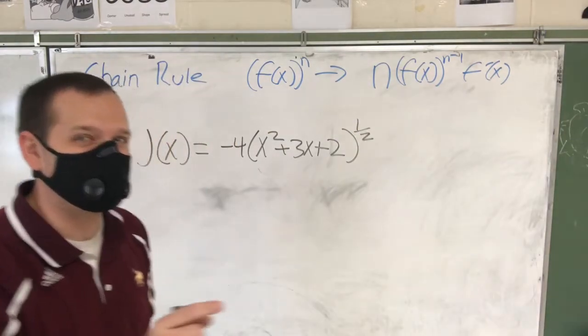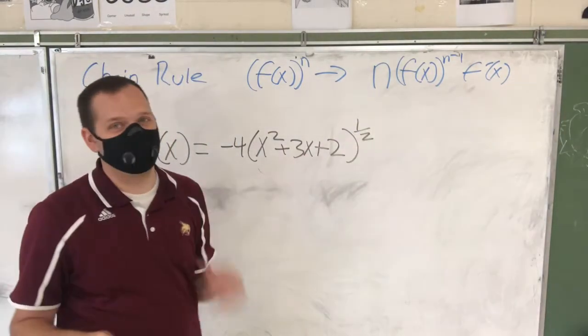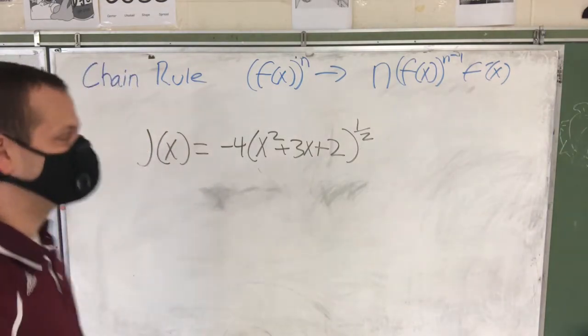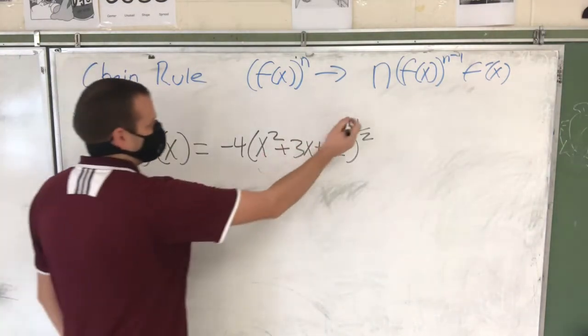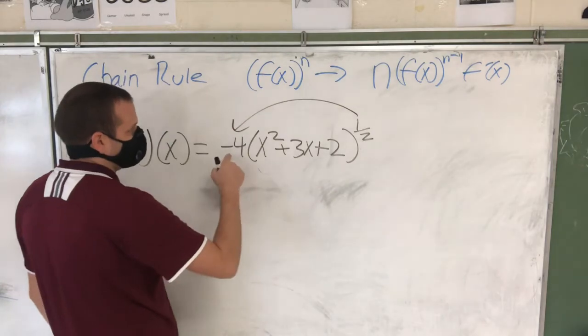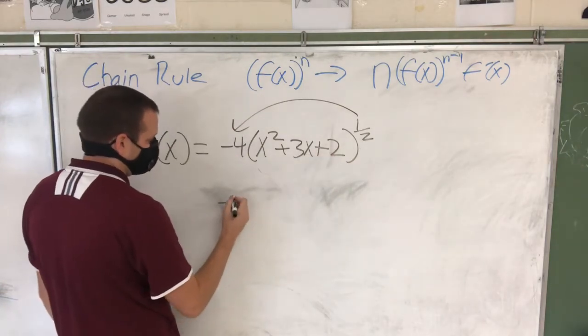All right, let's try this one. This one's going to be a little bit trickier. This is the first time that you've seen fractional exponents, I believe. Possibly. Okay, let's give it a try. We're going to bring the 1/2 down. Negative 4 times 1/2 is negative 2.